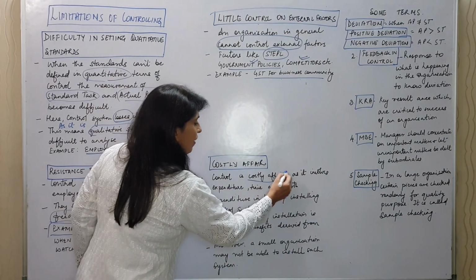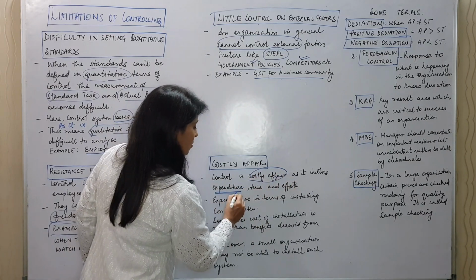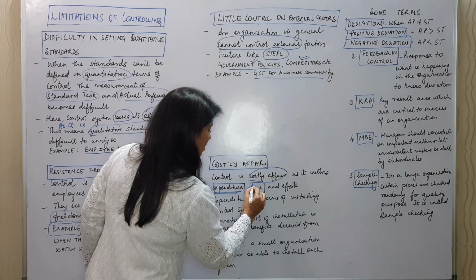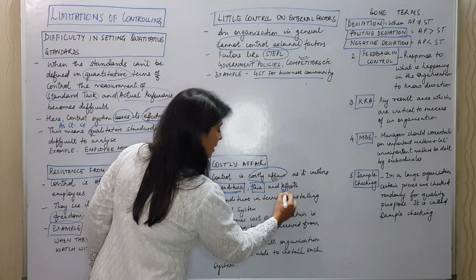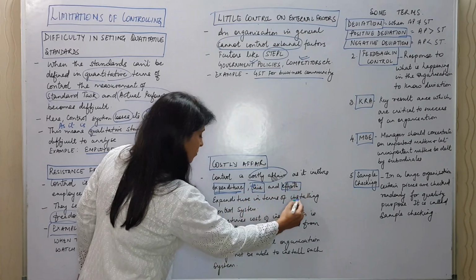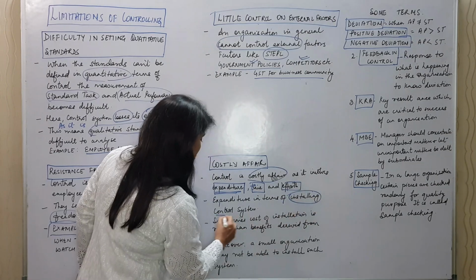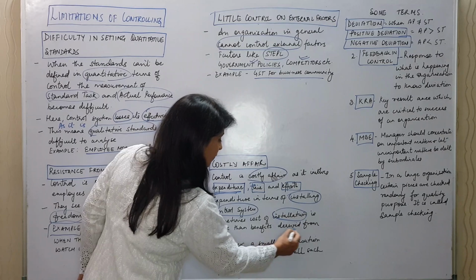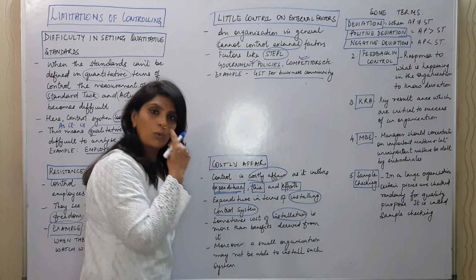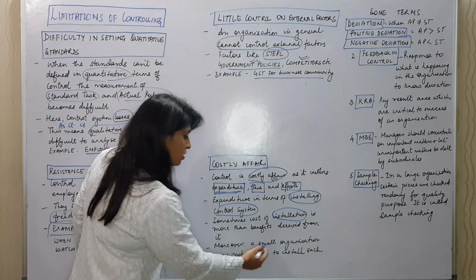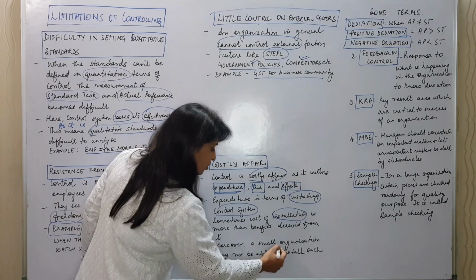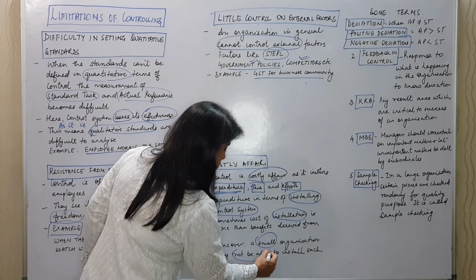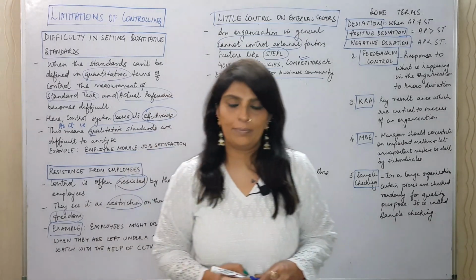Control is a costly affair as it involves expenditure. How does it involve expenditure? It involves a lot of time and efforts. Expenditures in terms of installing a control system. Sometimes the cost of installing is more than the benefits derived from it, so it is more expensive. Moreover, a small organization may not be able to install. So a small organization faces the threat of not being able to install a good controlling system.